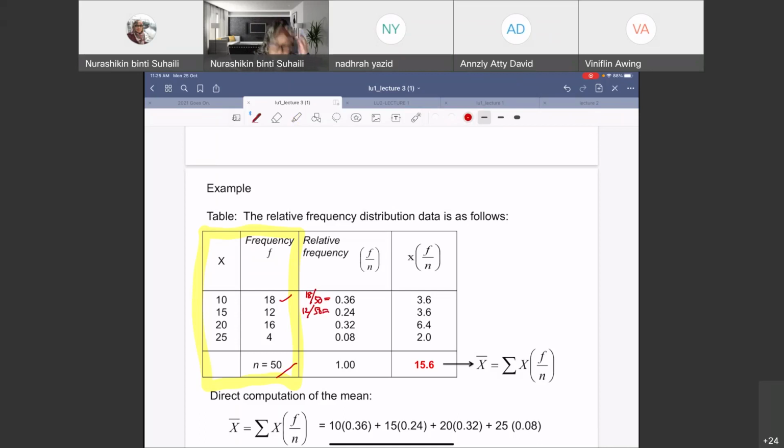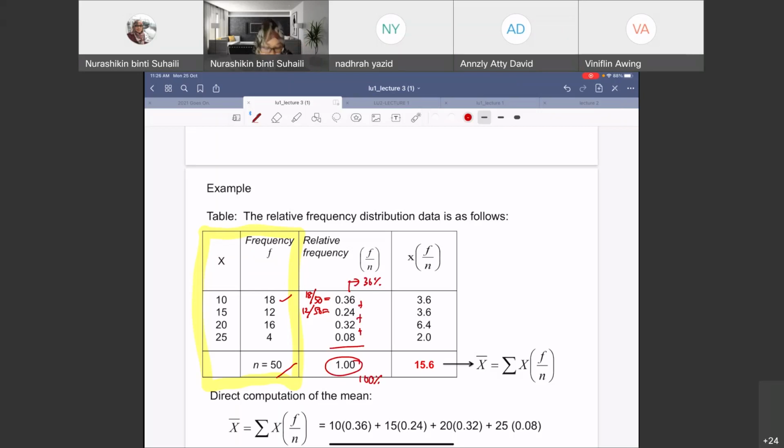And if you want to know whether the values are correct or not, the summation of all these should be equal to 1. Why 1? Because this is in decimal form, so 1 actually represents 100%. This one, if you convert it into a percentage, is 36%.